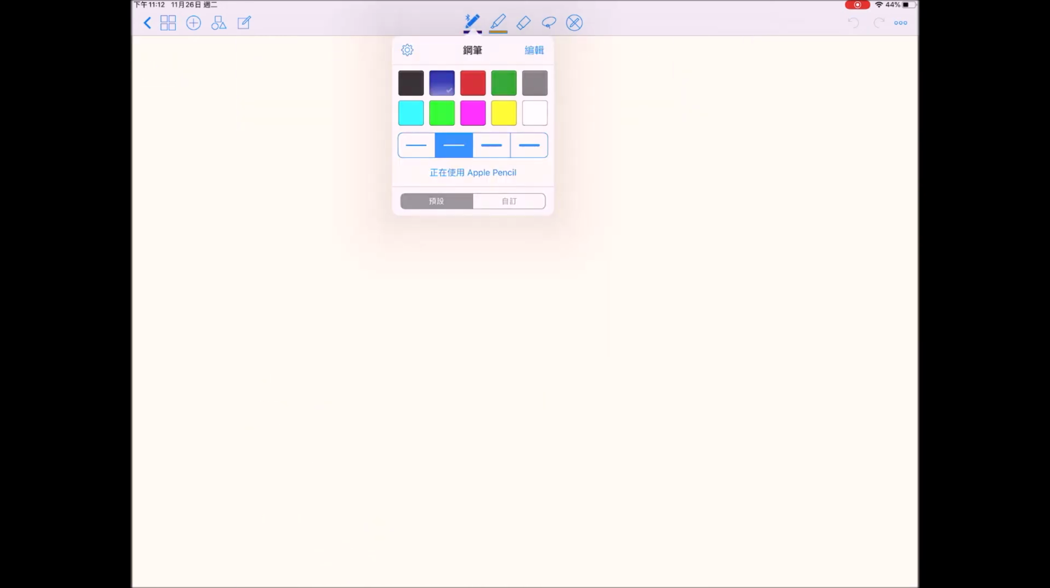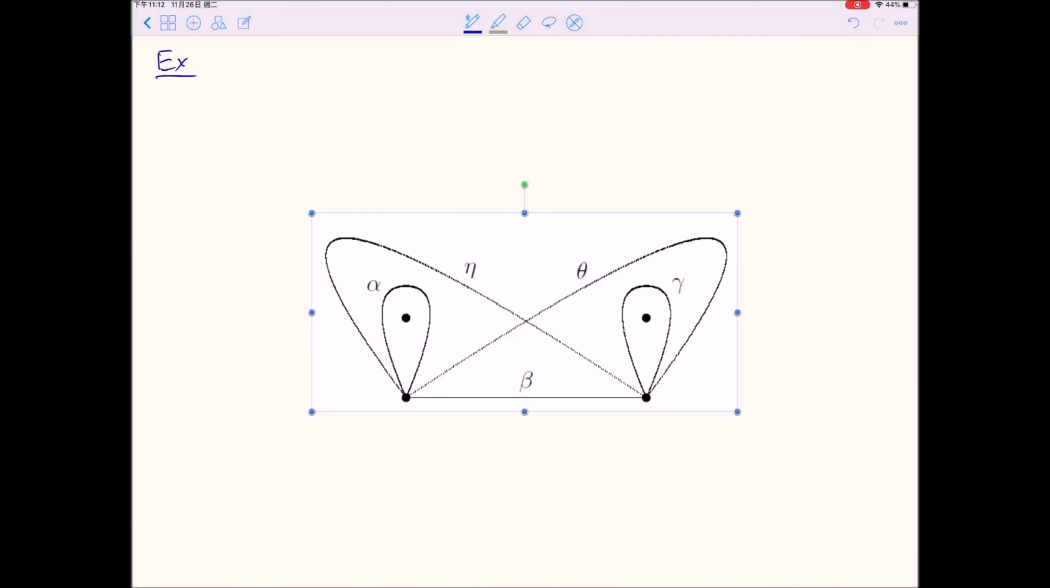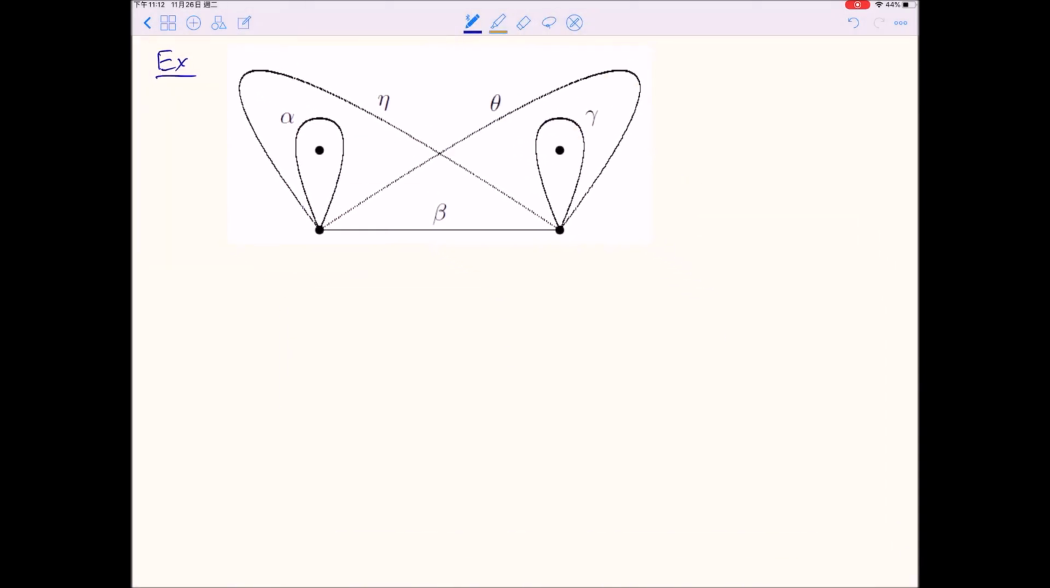So let's look at the good example first. So let's say we have a sphere with 4 punctures.